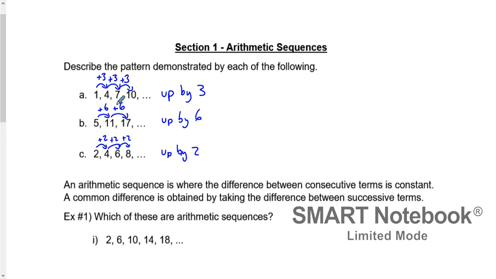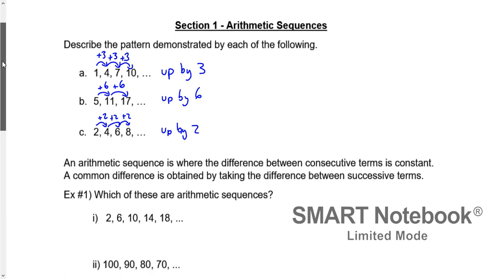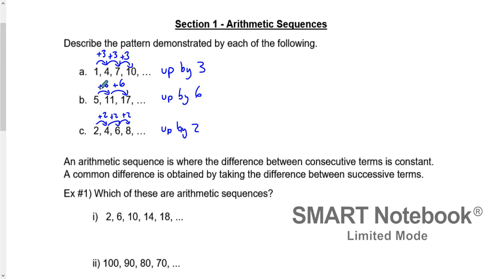Each and every one of these has something very similar among them. They're all going up by a certain predetermined amount. And that's what an arithmetic sequence is. An arithmetic sequence is where the difference between consecutive terms is constant. In other words, the common difference is found by taking the difference between successive terms.